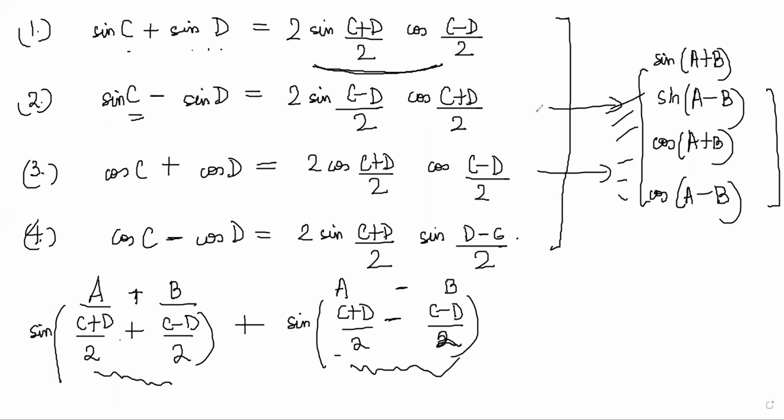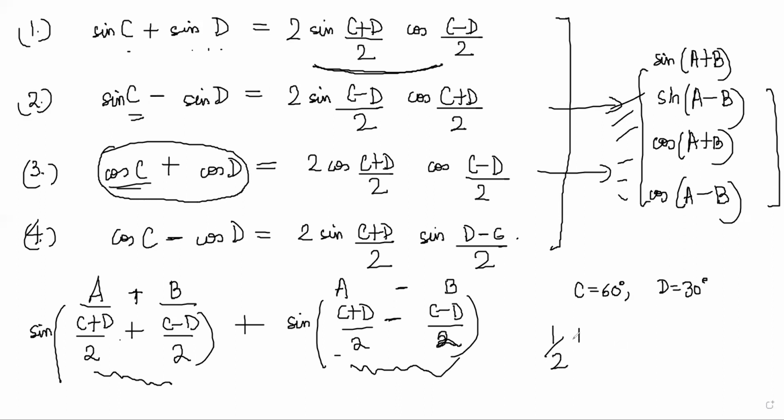You can also confirm these by actually putting some values and seeing if they are working out. So you can say C is 60 and D is 30 and see if the product is coming the same. For example, let's try to verify this third one. Let's say C is 60, D is 30. So cos 60 is half and cos 30 is root 3 by 2. So left hand side is coming (root 3 plus 1)/2.